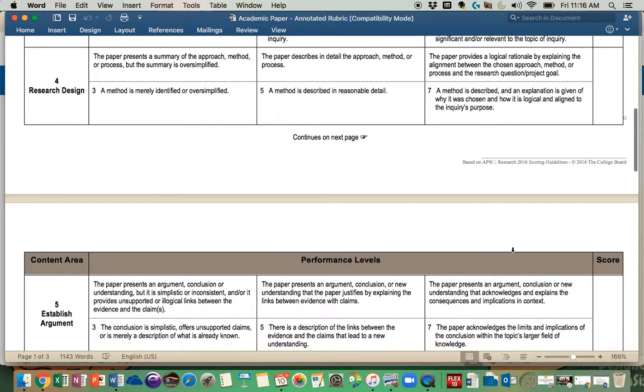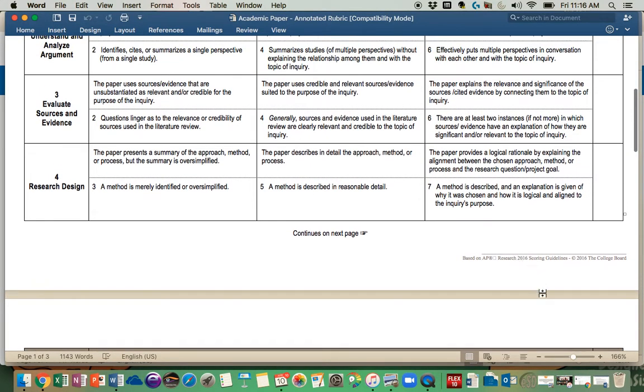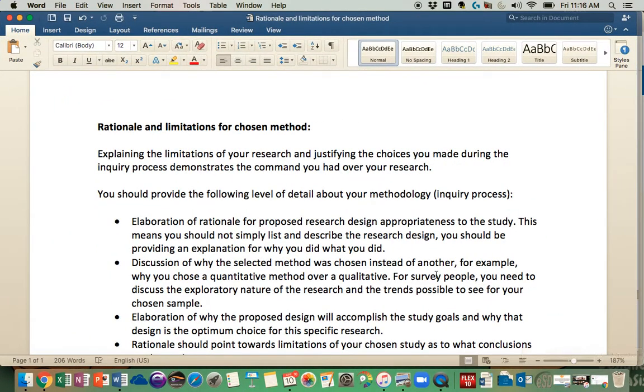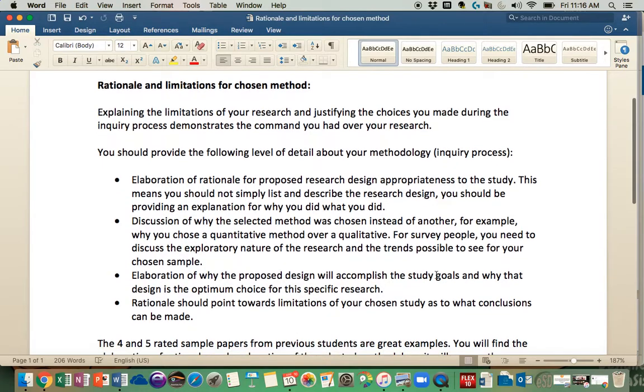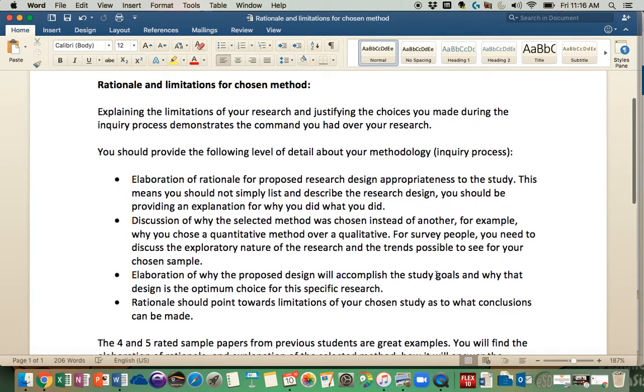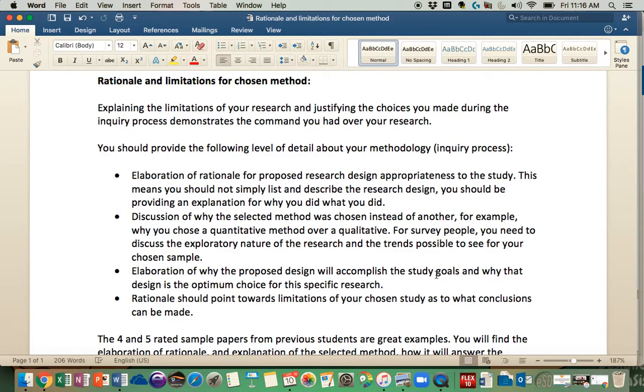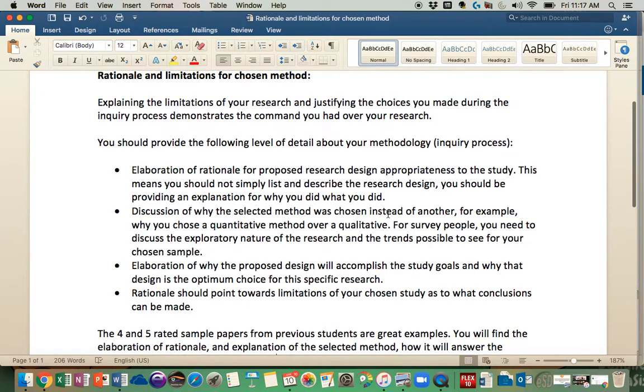So that's all part of the research design. And I actually created another document for this, so I'm just going to go over it quickly as you're reading through your papers. I will also post this in Schoology. All right, the rationale and limitations for a chosen method. Explaining the limitations of your research and justifying the choices you made during the inquiry process demonstrates the command you had over your research. You should provide the following level of detail about your methodology, your inquiry process.